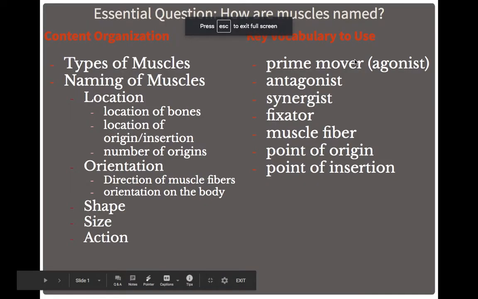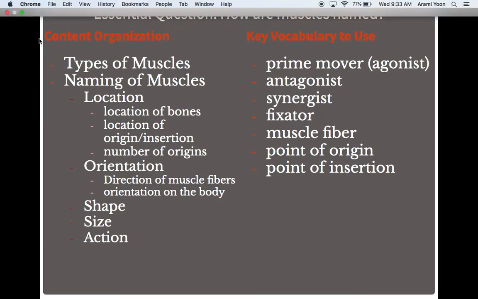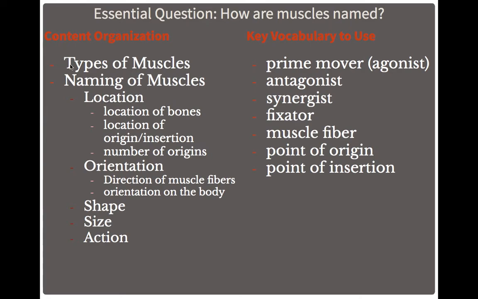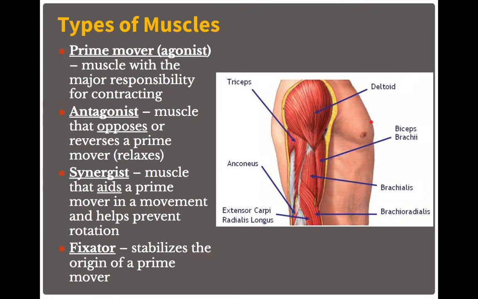Hi everyone. The essential question is, how are muscles named? We're going to talk about the types of muscles that work together to accomplish a body movement. And next we're going to discuss how we name muscles according to their location, orientation, their shape, their size, and the action that they perform. By the end of this lecture, you should be able to answer this question using all of these vocabulary terms.